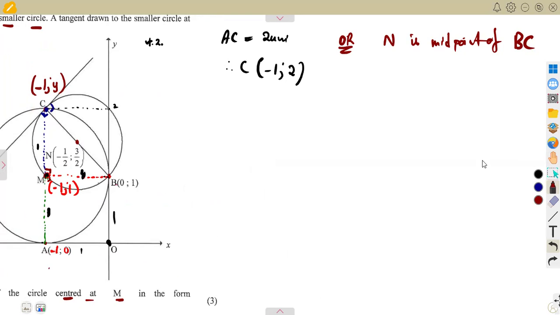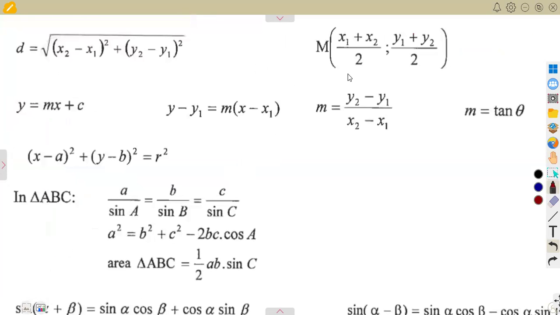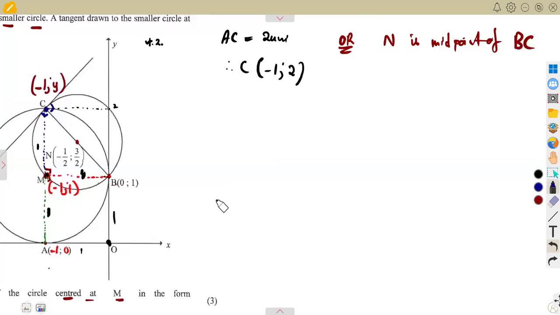So if N is the midpoint, how do you calculate the midpoint? Let us go back to our formula sheet from the midpoint concept. The X values are added together divided by 2, Y values added together divided by 2. So we can use the same concept, let's say we do not know what is happening here. Let's say you do not know.